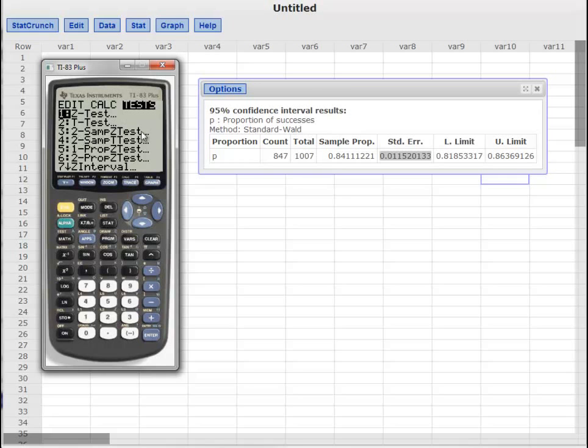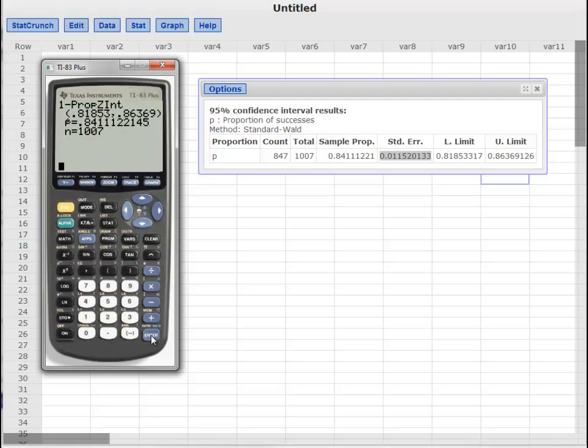Z-test, T-test, two-sample Z-test. Well, as we scroll down, Z-interval, T-interval, two-sample Z-interval, then two-sample T-interval, and then finally one-proportion Z-interval and two-proportion Z-interval. So the one we want is one-proportion Z-interval, because we only have one sample. We're dealing with proportions, and so it's a Z-interval for proportions. Select that. I've already typed in the numbers, 847, 1007, confidence level of 95.